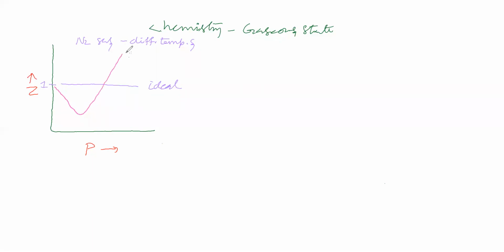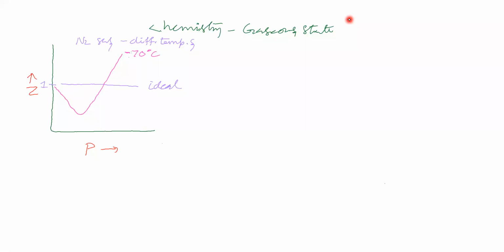At minus 70 degrees Celsius, nitrogen gas shows a graph like this. Now we will see, as pressure goes on increasing, what happens to the Z value. See, in this place Z is less than 1. That means in this place, among the nitrogen gas molecules, attractive force is dominating.